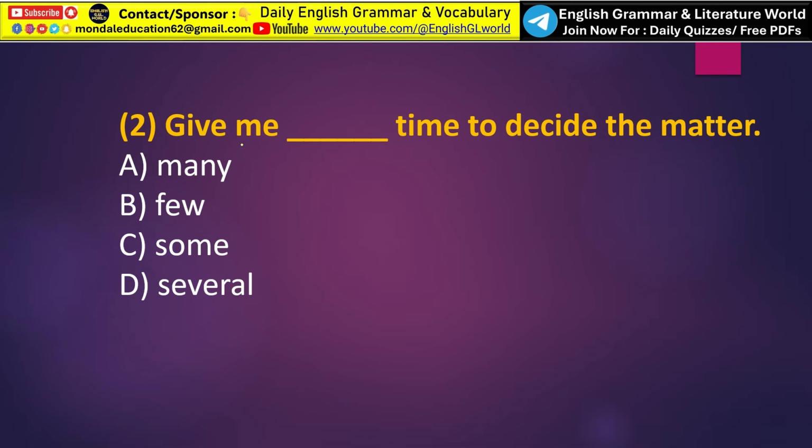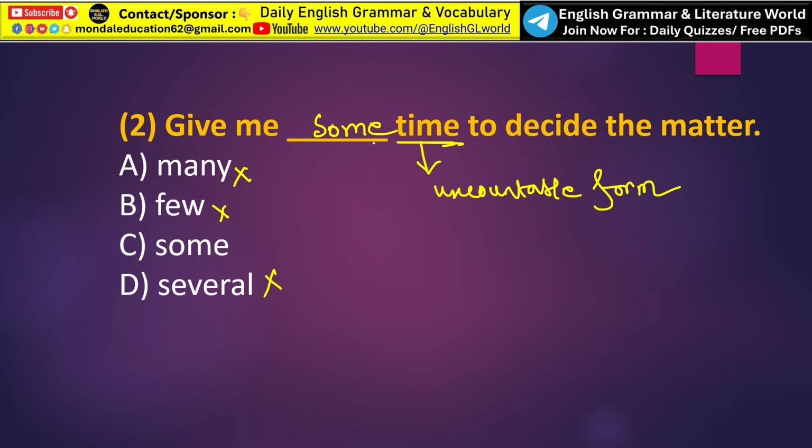Next. Give me dash time to decide the matter. Here you have to understand the noun part. Time is the noun and time suggests an uncountable form. So we cannot use many, few, or several. Give me some time to decide the matter. Option C, some, is the correct determiner. Understand? Like some water, some milk, some money, some time.